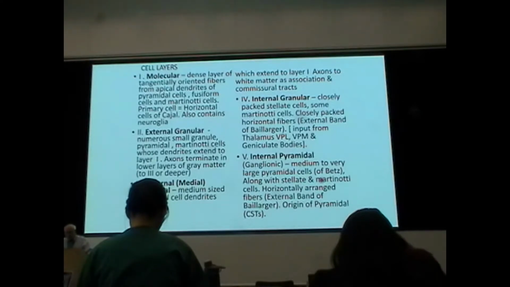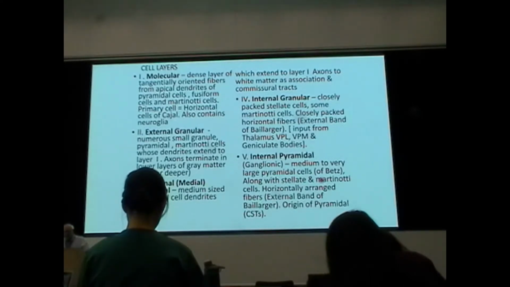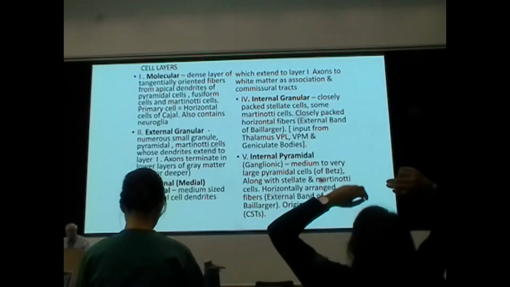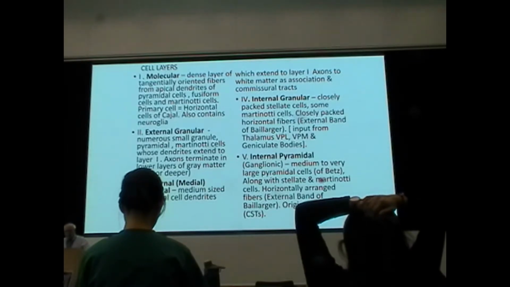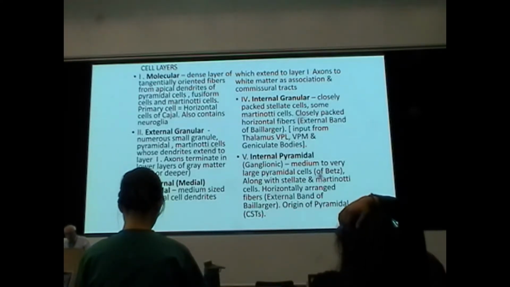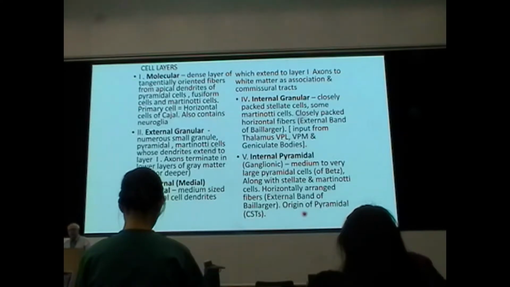A lot of the input cells, once again, are horizontally arranged. And therefore, they also create a band not quite as dark or as thick as the external band of Baillarger, but they are now down on the bottom of layer 5. So there's a band of Baillarger above layer 5, and a band below layer 5, between 5 and 6, and the external between 4 and 5. So this is between 4 and 5, that's the external band of Baillarger. Here, this should be the internal band of Baillarger, not the external band. This is the origin of the corticospinal system, the pyramidal system. And some people believe that's why we call it the pyramidal system.